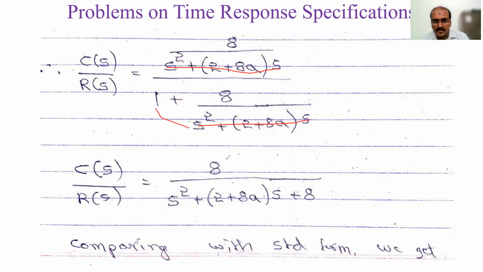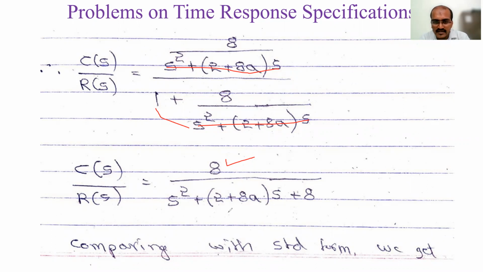Okay, so the numerator will be 8, and the denominator is s square plus (2 plus 8a) into s plus 8. See here, what is the difference between the previous transfer function and now? In the previous transfer function, a was 0. We could have done this part first and then directly substituted a equal to 0. So now if we substitute a equal to 0 here, what will happen? It is 2 into s, nothing but the same as the previous, no?